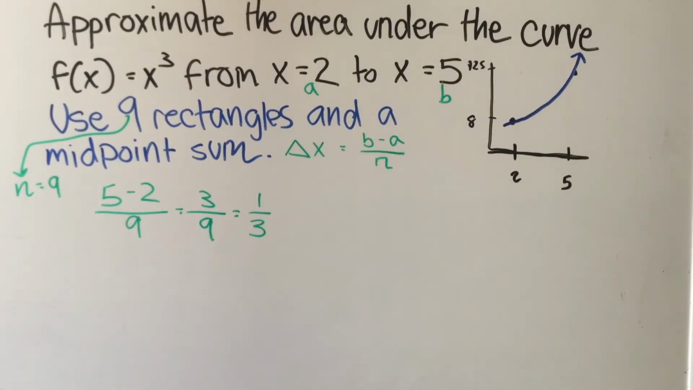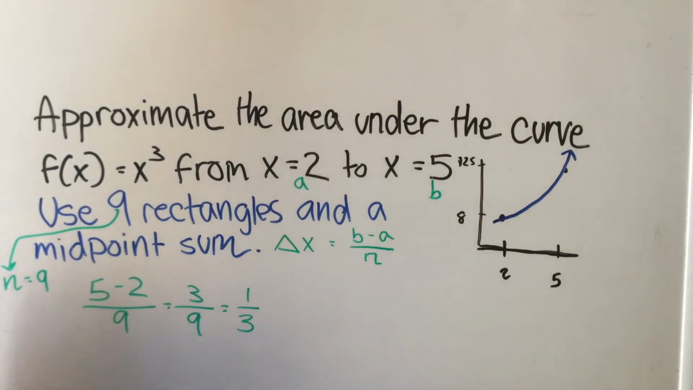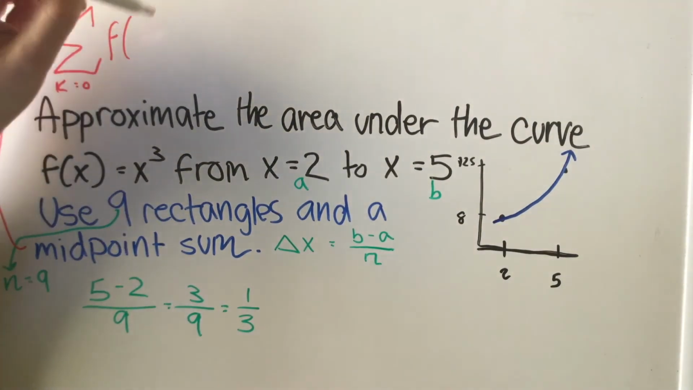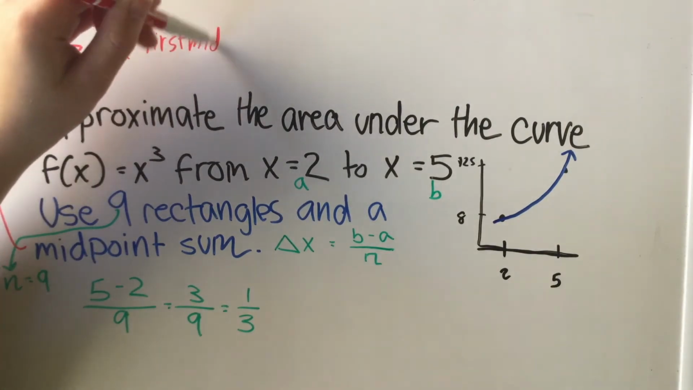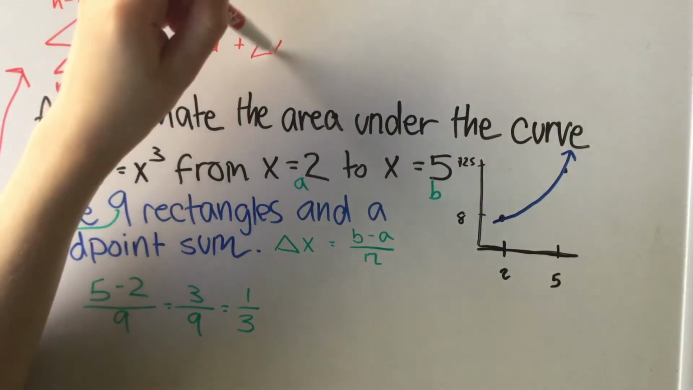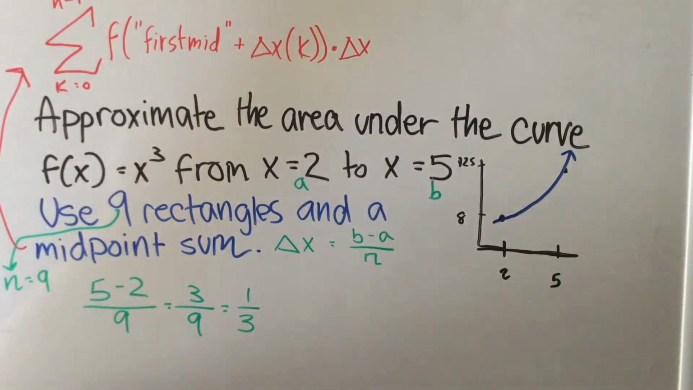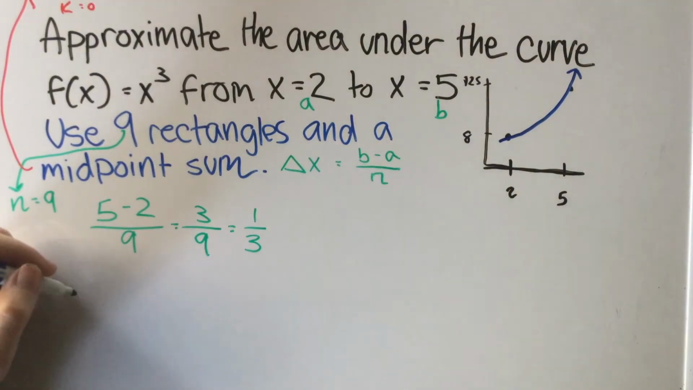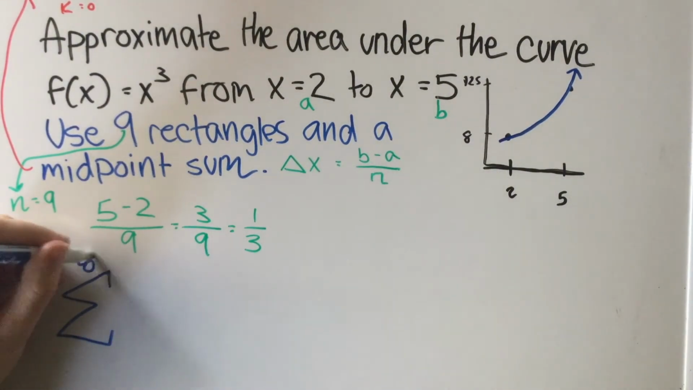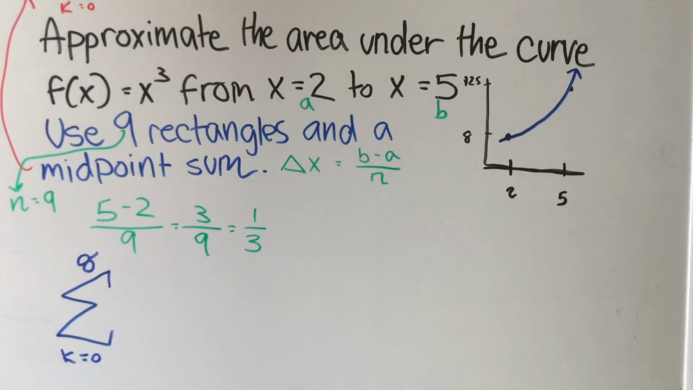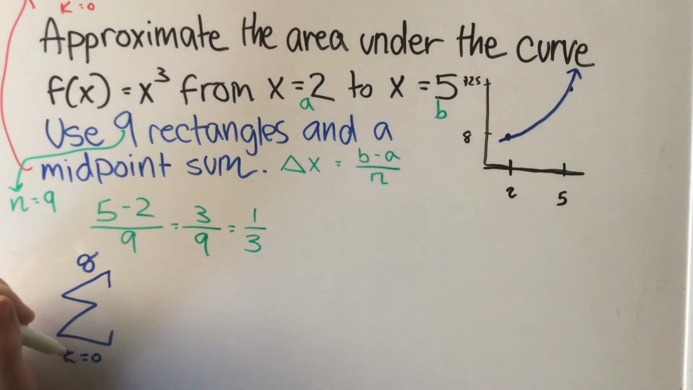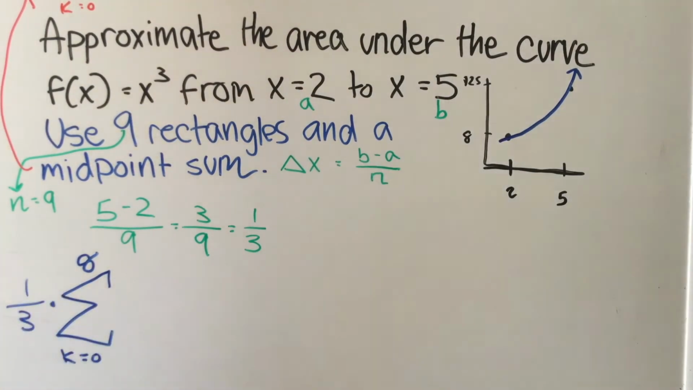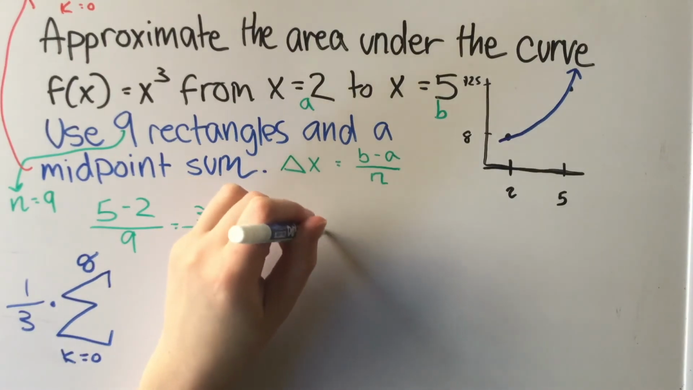Now, since this is a midpoint sum, we need to use the midpoint Riemann sum formula that I showed you earlier. So that's going to be your sigma, k equals 0 with an n minus 1 on top, times f of the first middle plus change in x times k, and then the whole thing times the change in x again. We already got the change in x. The change in x is 1/3. And I drew that little sigma with the 8 on top because 9 minus 1 is 8. And then I like to put the change in x on the outside of the sigma, so I have the 1/3 on the outside.